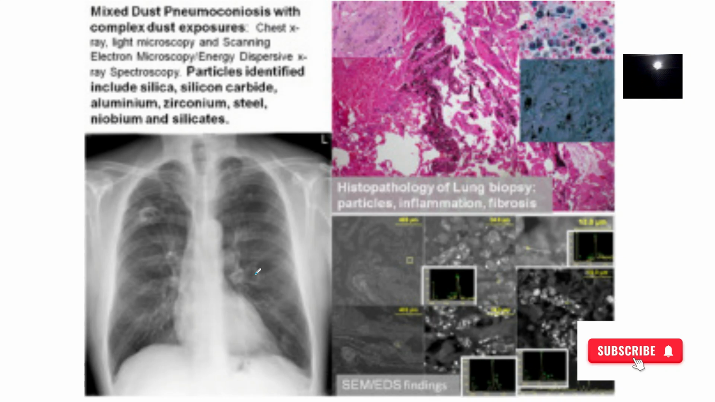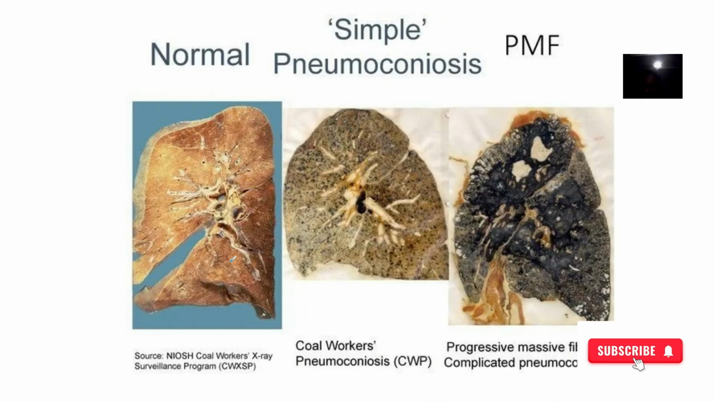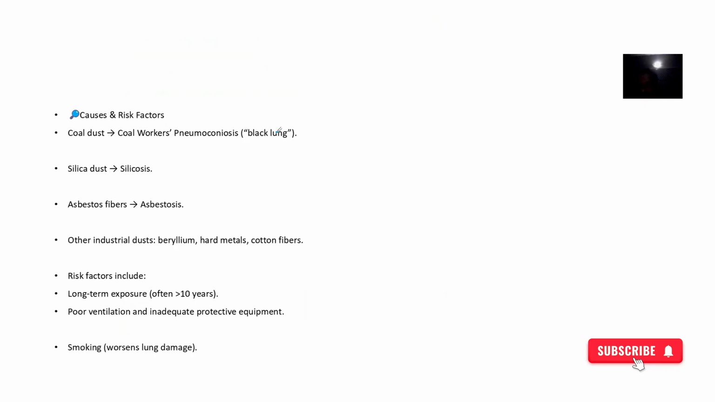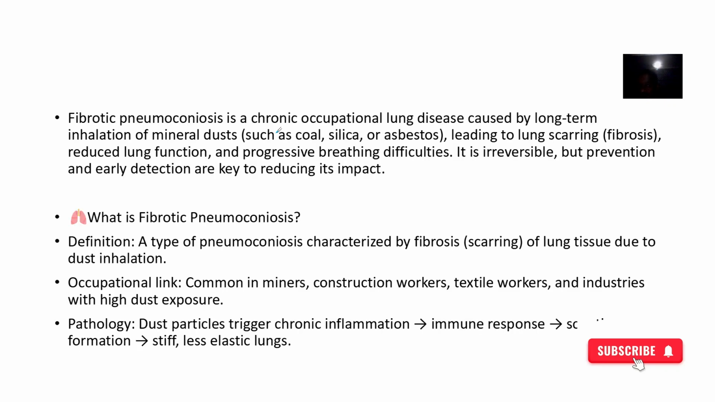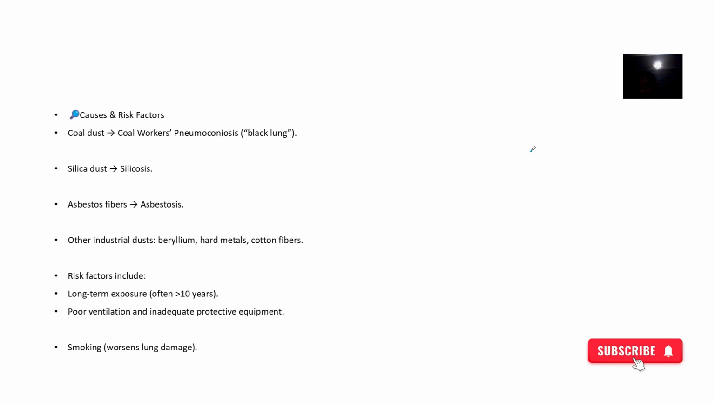So the first one we're looking at is fibrotic. And of course, when you say something is fibrotic, it's very simple. The normal meat appearance is now becoming like wood. The cells are dying, they are becoming necrotic. So it's a chronic occupational lung disease caused by long-term exposure to mineral dust. It could be coal, silica, or asbestos, leading to lung scarring. So your lung is becoming fibrotic.